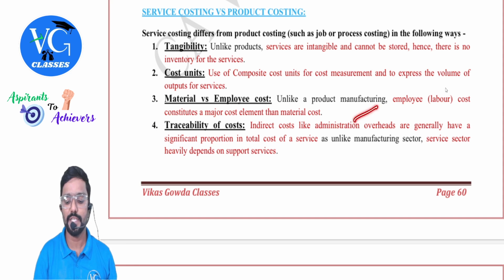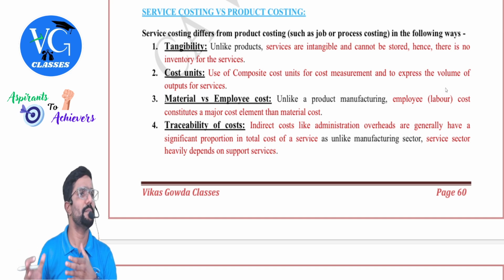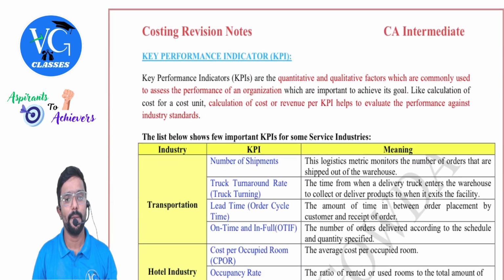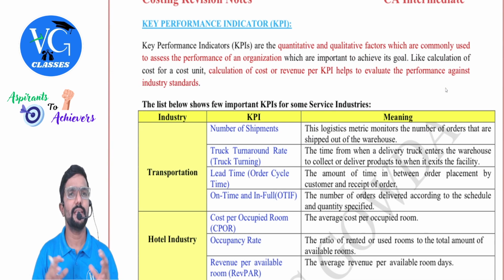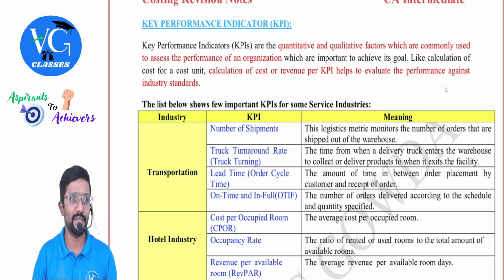Indirect costs like administration overheads generally have a significant proportion in the total cost for a service. So most of the expenses which we incur in the service industry would be indirect in nature because they provide support services. Then KPIs, that is key performance indicators. Because there are different KPIs for different industries. What are those? Some of them have been listed down in your syllabus. One by one, we will see.